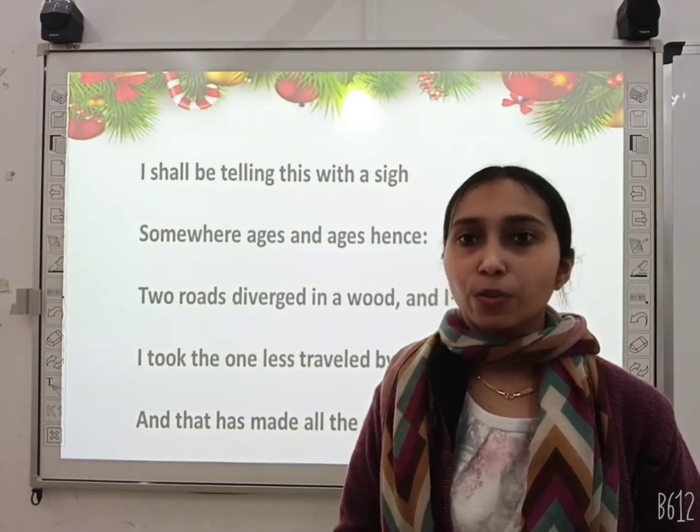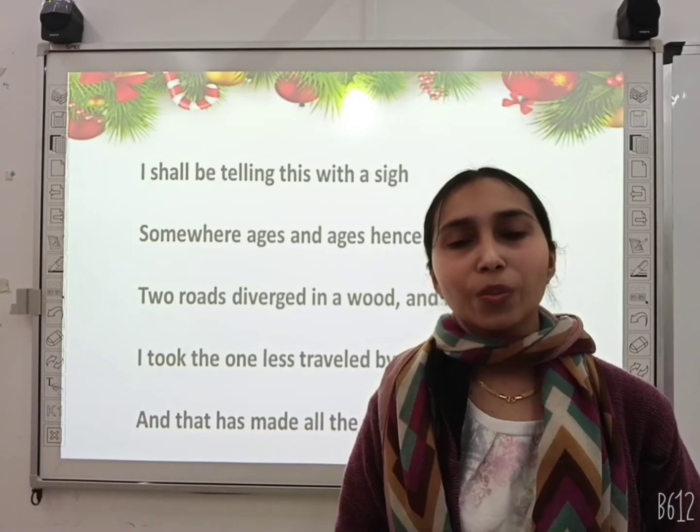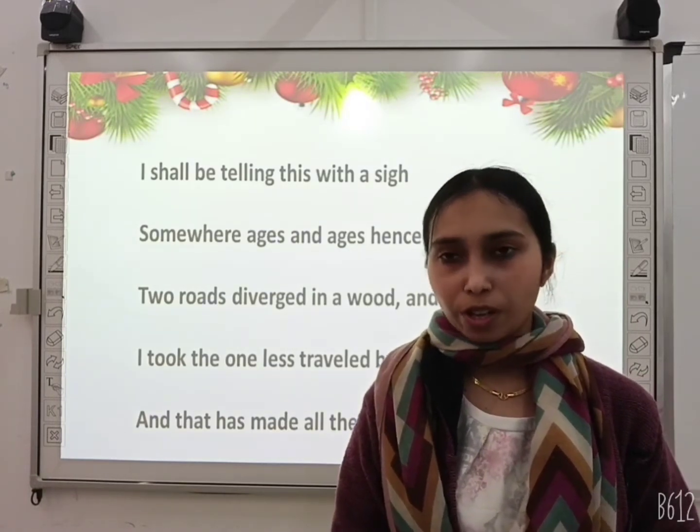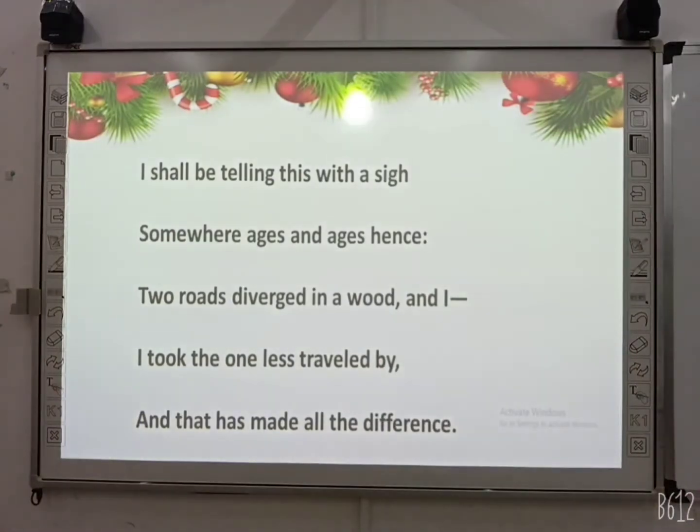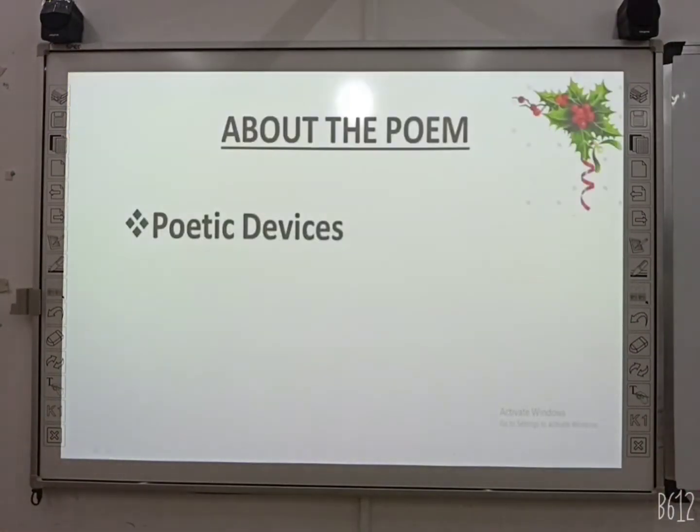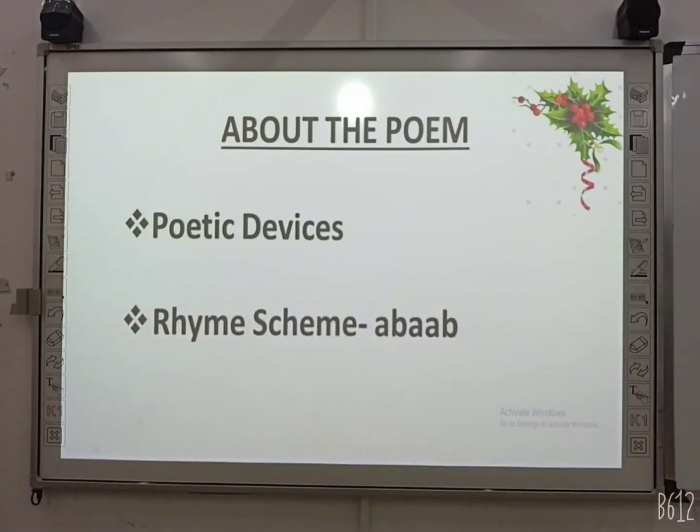We saw the recitation of the poem along with the explanation of each stanza. Now let's see more about the poem, that is the analysis of the poem. So the first part is the poetic devices, and then we have the rhyme scheme. So you know how to do the rhyming scheme, I've taught you how to do it for each of the poems. So for us, the rhyme scheme in this poem is A, B, A, A, B.